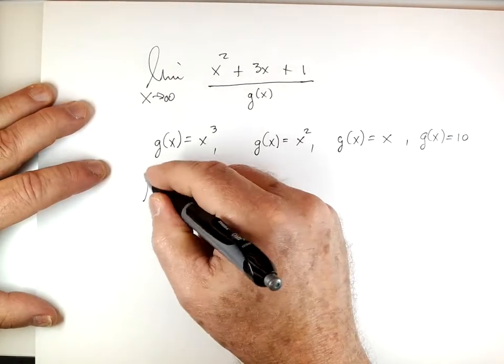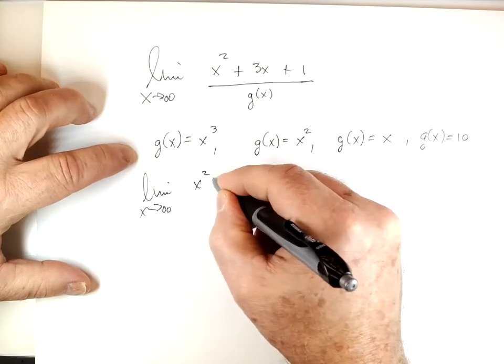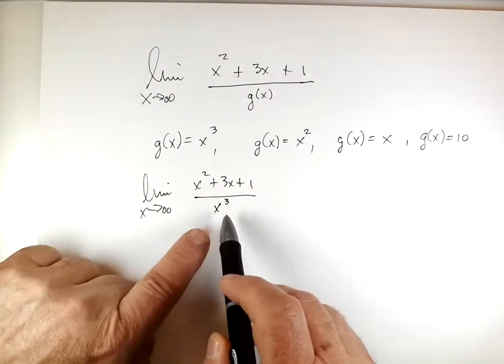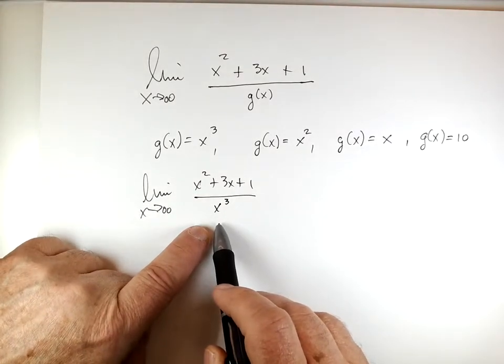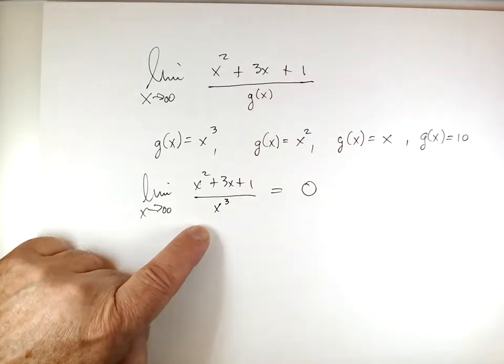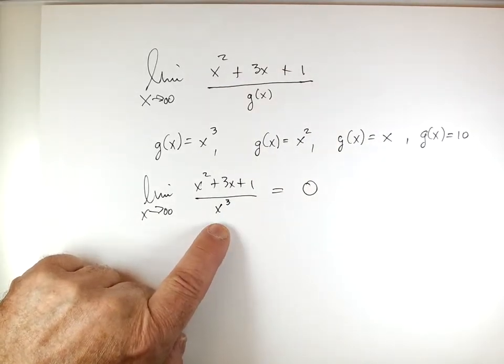Okay, first one, limit as x goes to infinity of x squared plus 3x plus 1 over x cubed. The degree of the denominator is greater. Therefore, this is going to go to 0. As soon as the denominator's degree is greater, it's going to go to 0. Okay? I got that one right.